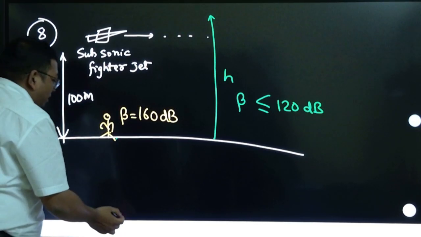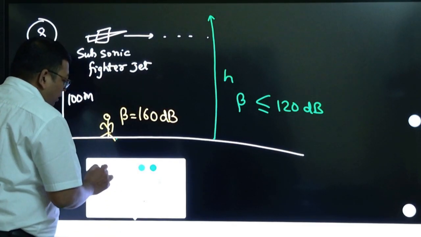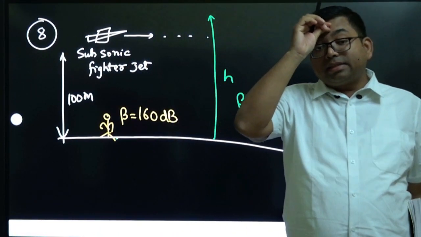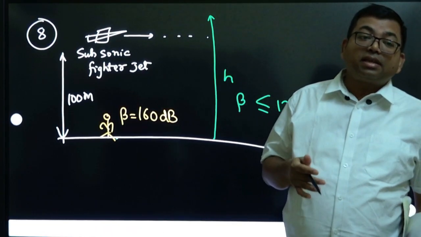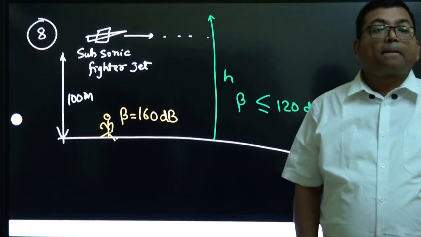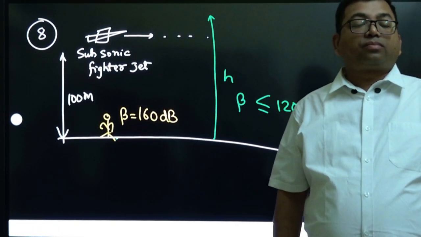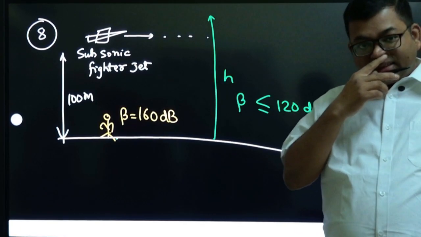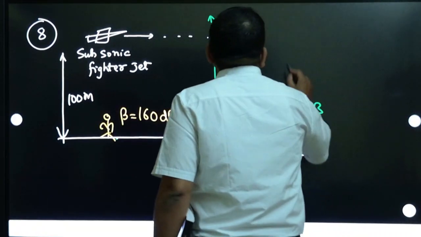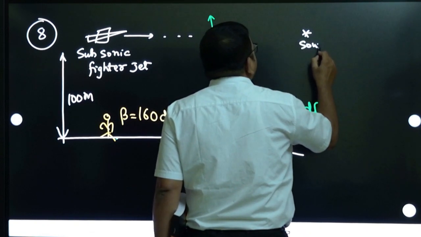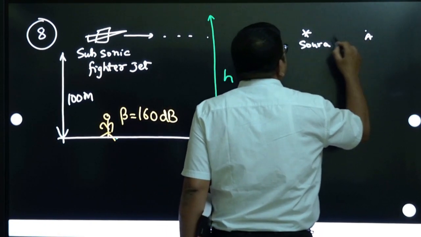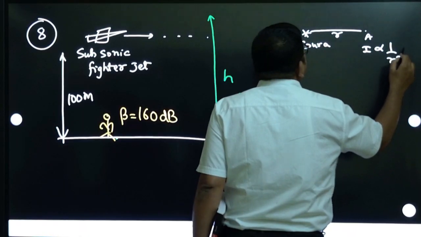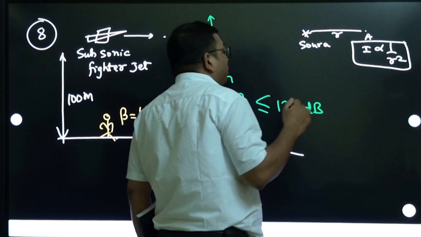So how to think about it? See, you can consider decibel in terms of intensity, and you know the intensity and distance relationship. What is the intensity and distance relation? Yes, R square, right? Suppose this is a source and this is a point where you want to see intensity. This distance is R, so intensity is proportional to 1 by R square. This concept we can use, okay?